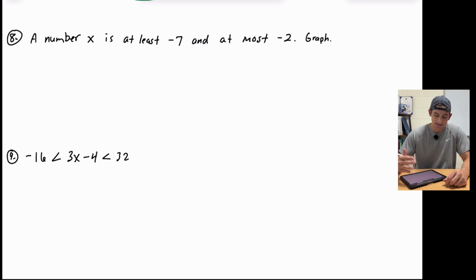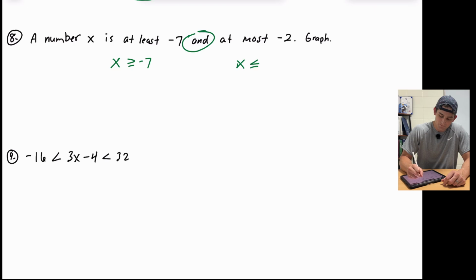All right, number 8, they just want us to write the inequality and then make a graph of it. So a number x is at least negative 7 and at most negative 2. So compound inequality here with the joining word of and. We can write these separately and then we'll write it as a single compound inequality. So at least negative 7. Well, at least is going to be greater than or equal to, right? So that's kind of like the minimum amount, at least. So greater than or equal to negative 7. And at most would be the opposite of that. Okay, so at most negative 2.